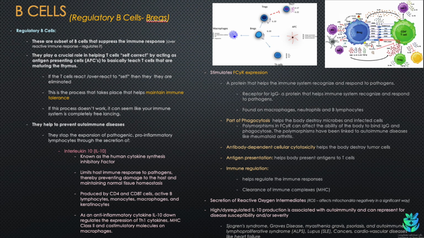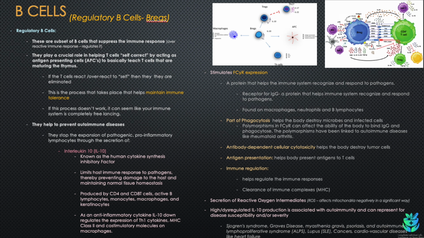It presents antigens to T cells, like showing the enemy's photo to the army. It regulates the immune system so it doesn't overreact. And it helps clear out leftover immune debris, your immune complexes. So mutated Fc receptors are going to have a big impact on how your immune system works. This can cause your immune system to seem like it's going feral and cause autoimmune diseases such as rheumatoid arthritis, amongst many others.